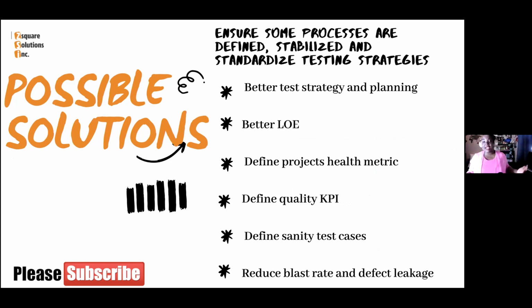Maybe you need better test strategy and planning, like Andrea was talking about earlier. Maybe you need a better level of effort estimate for those user stories that you define, because not having a better level of estimate creeps up later into how you automate your tests, or even how long you take to test something. Define some metrics. I do a whole presentation on the different metrics that you look at, because something that you don't measure, you can't track and improve on.